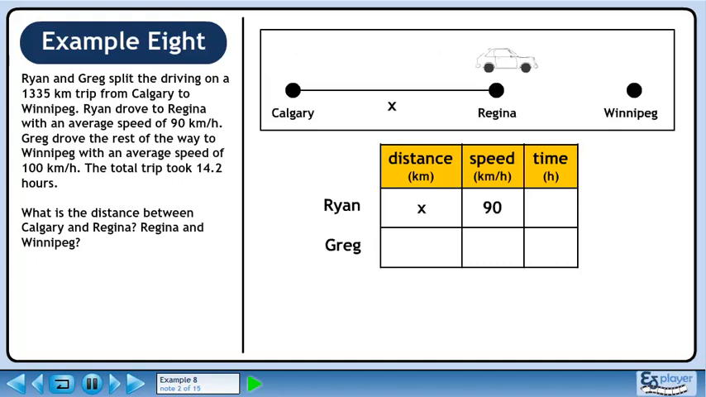Ryan drives a distance x from Calgary to Regina at 90 kilometers per hour. Greg drives the distance y from Regina to Winnipeg at a speed of 100 kilometers per hour.